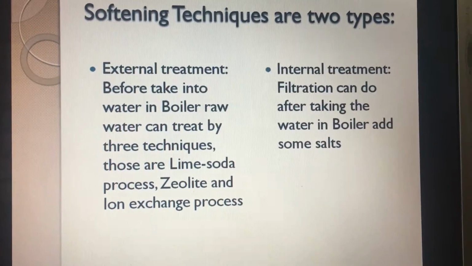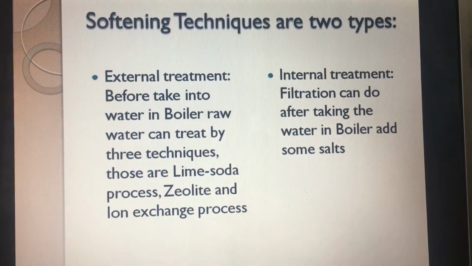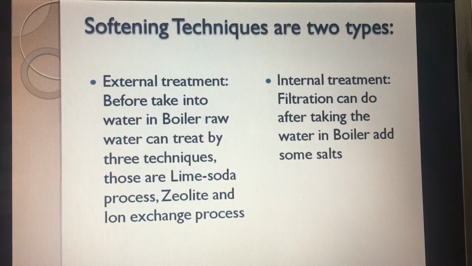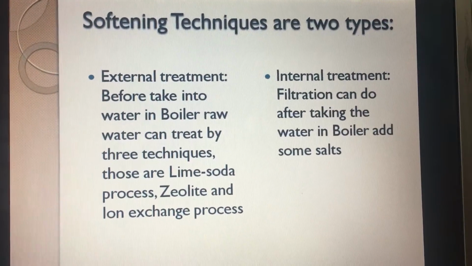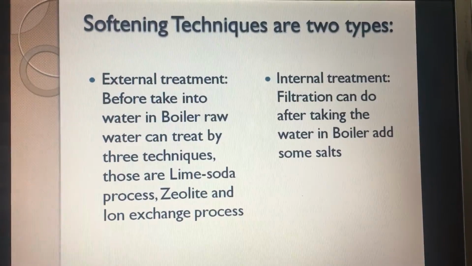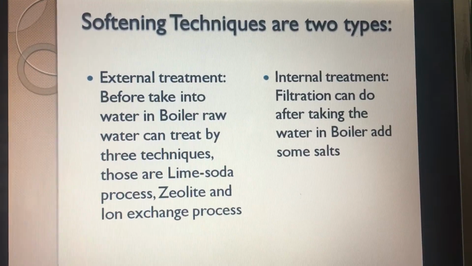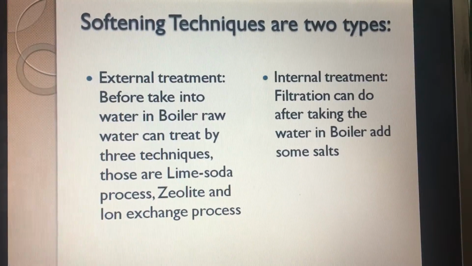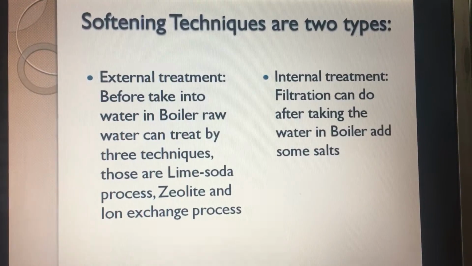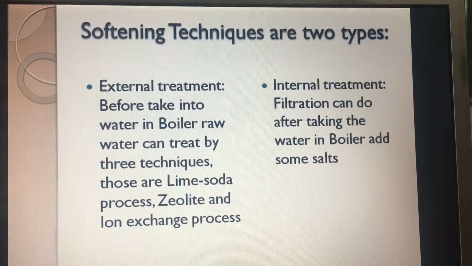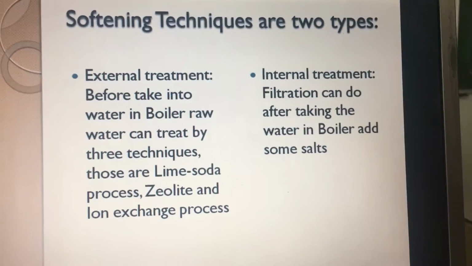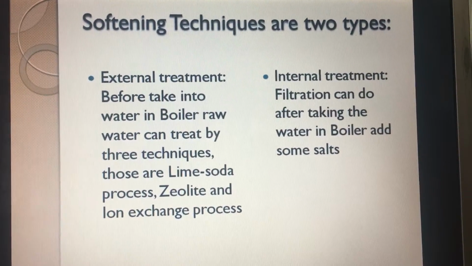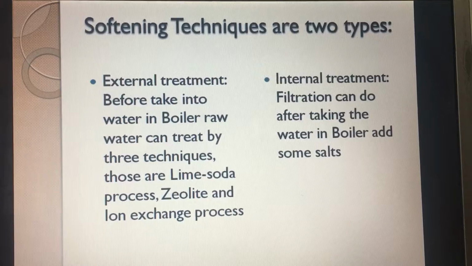Now, under the softening techniques we consider the external treatment method and the internal treatment. External treatment means the water is treated before being used in the boiler, and then sent into the boiler. Internal treatment means that after taking the water into the boiler, we add some salts, convert the hardness into precipitate, and remove it. So generally we prefer external treatment methods.